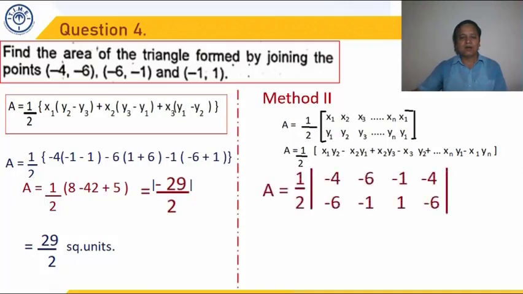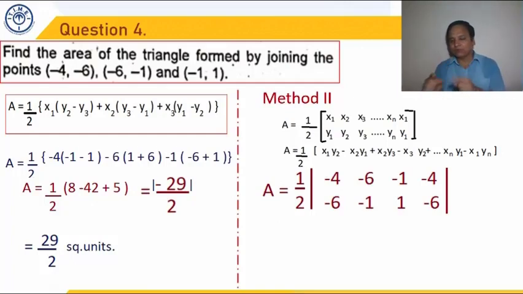We write half. We write the vertices in the same order: -4, -6, -6, -1, -1, 1. And then we repeat the first vertex. You can start from any vertex, but make sure that you close the loop. You maintain the order.